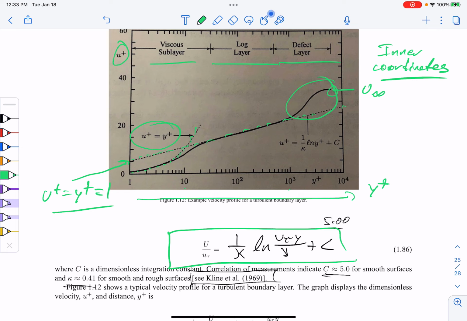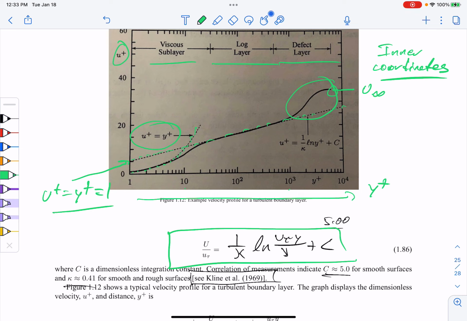What happens to the log layer range? Anybody want to take a guess? It gets smaller. So if I increase Reynolds number, you say it gets smaller, but why would it get smaller? What's the intuition there? Oh, I misread one of the things. Okay. Yeah, it's actually the opposite. It actually gets bigger.